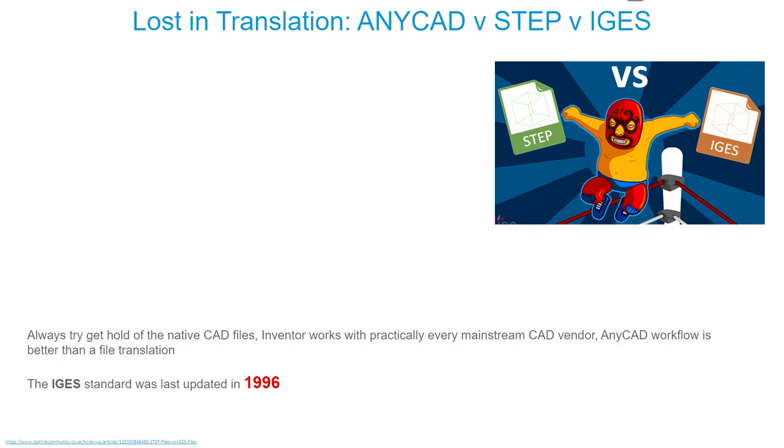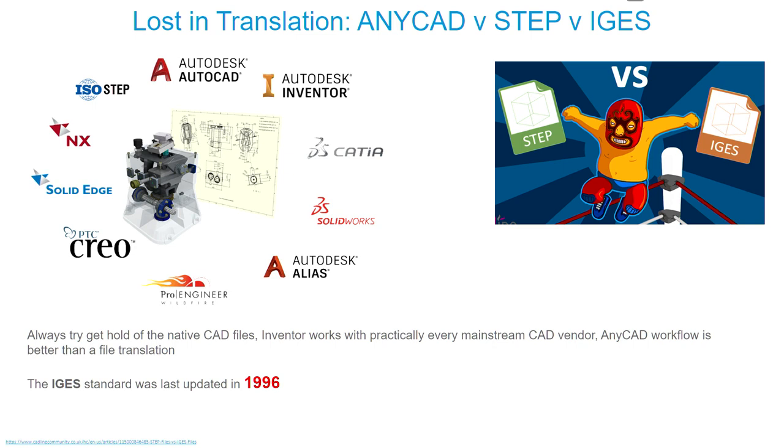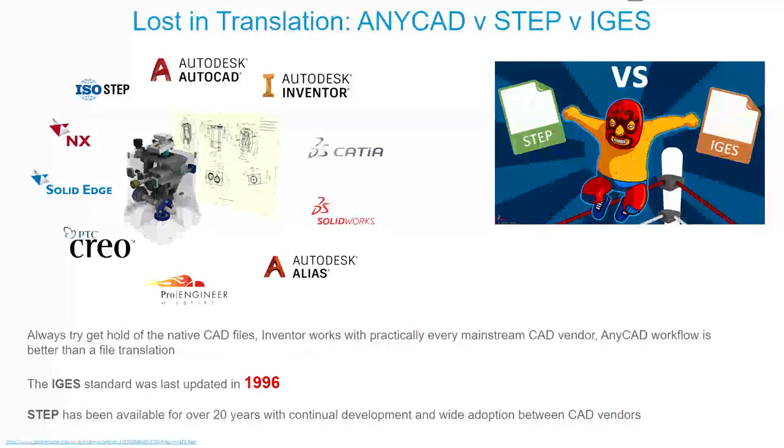Inventor has some amazing translation tools built into it. You know, we've got any CAD technology now. You can open the native files. So whoever you're dealing with, if they want to send you an IGES file, and they send you IGES files because they've always sent you IGES files, just tell them you want the native file. If they don't want to give you that, ask for a STEP file.